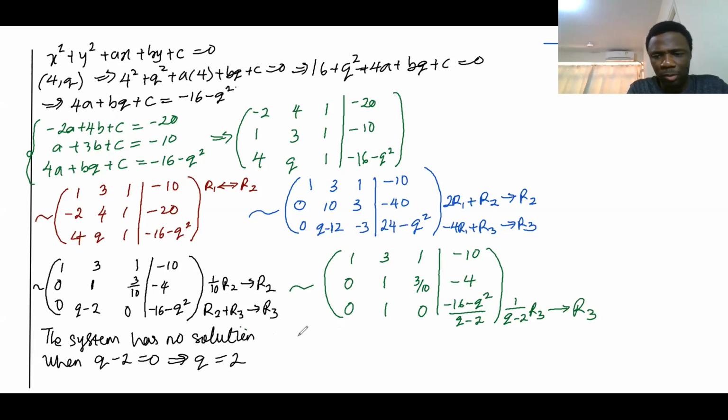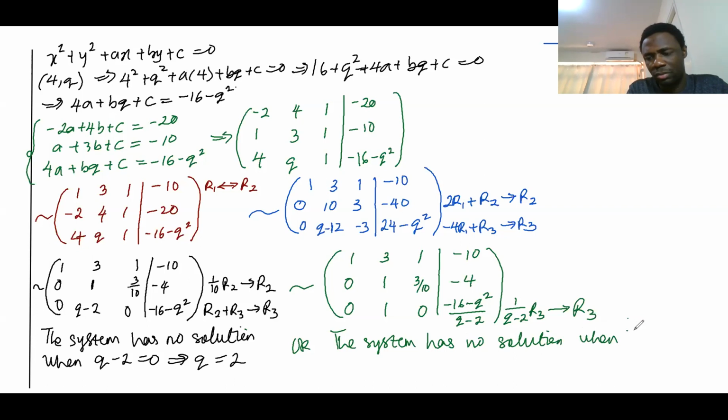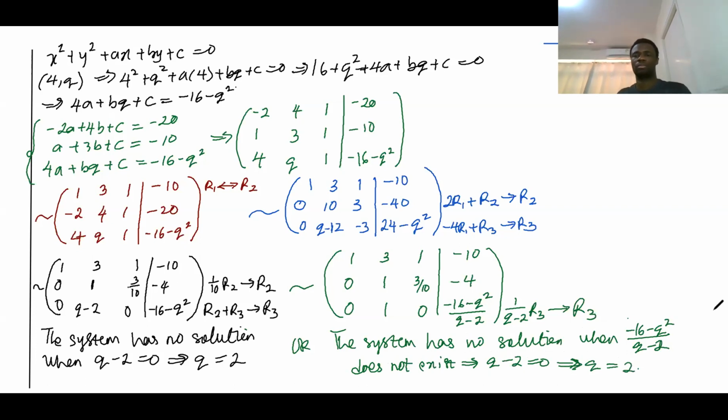Or if you are able to get to this point, the system has no solution when that fraction does not exist. This implies that when q minus 2 equals 0, and this implies when q is equal to 2. Questions, please.